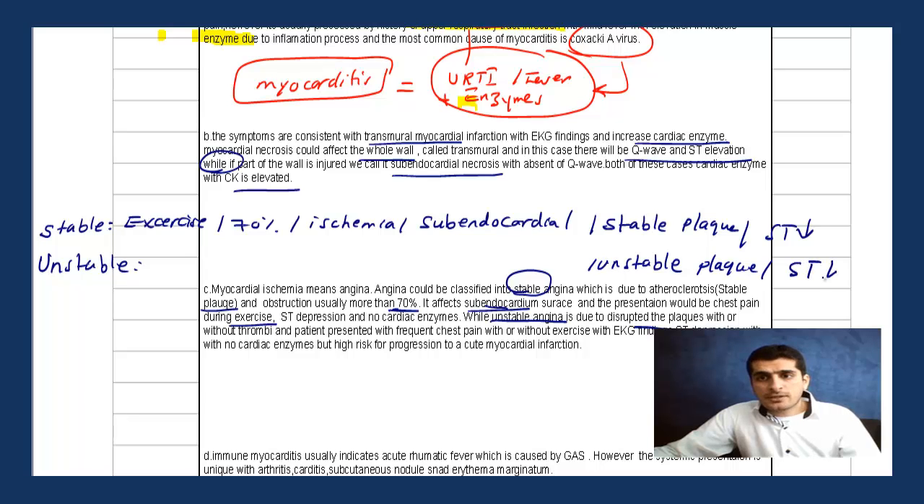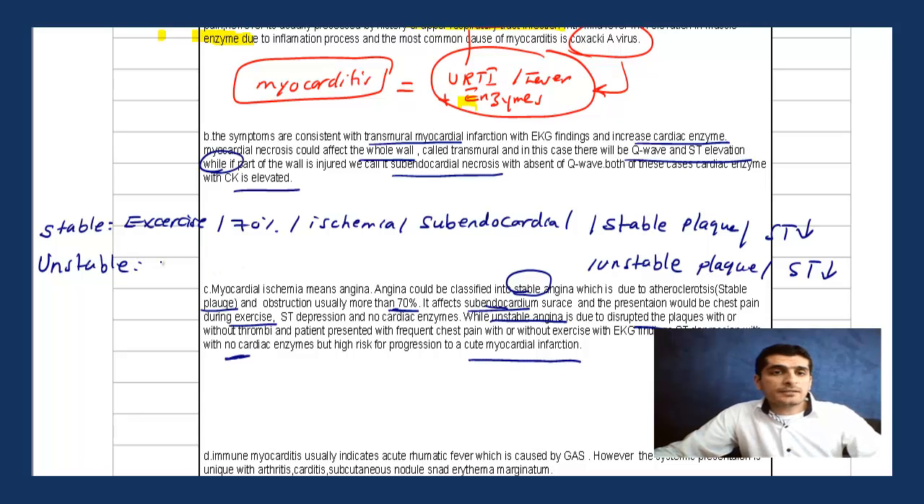Now ST depression stays ST depression. Thrombi, yes, I said this. Frequent chest pain without exercise, ST depression the same. Usually no cardiac enzymes, but I think in clinical medicine usually cardiac enzyme is present. I think this is pathology-wise, I'm not sure. But there is high risk for progression to acute MI.